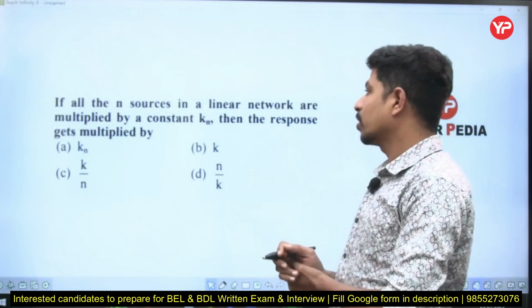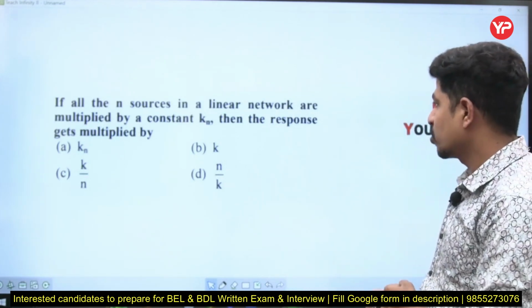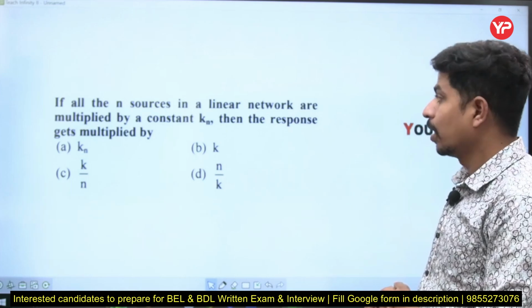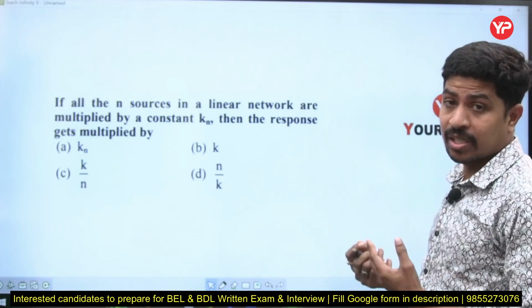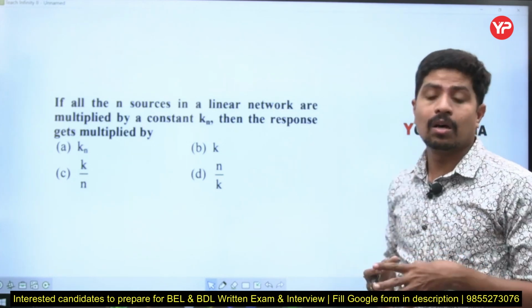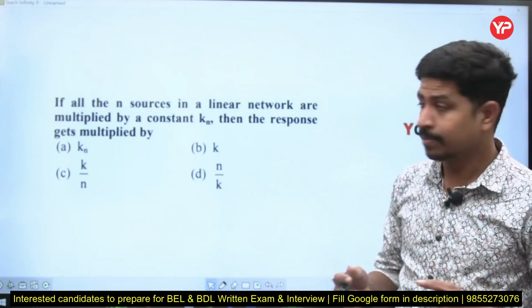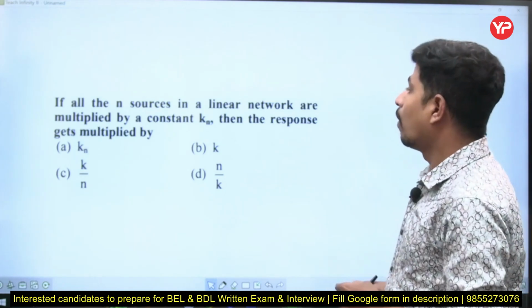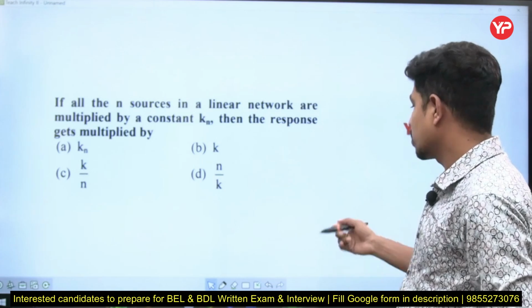The question is about, yes, let's read it first of all. If all n sources in a linear network, we must take linear elements like resistance, inductance and capacitance, but we should not take non-linear elements like diode and BJT. These kind of elements should not be taken. He's saying if all the n sources in a linear network are multiplied by a constant Kn.